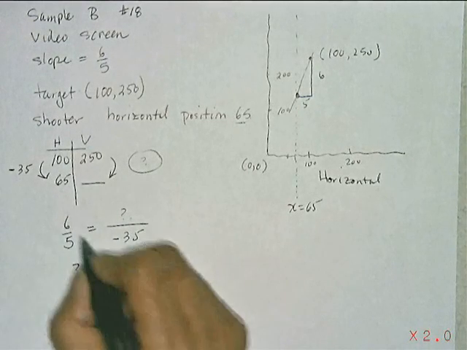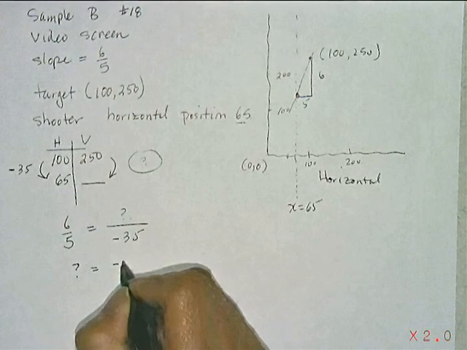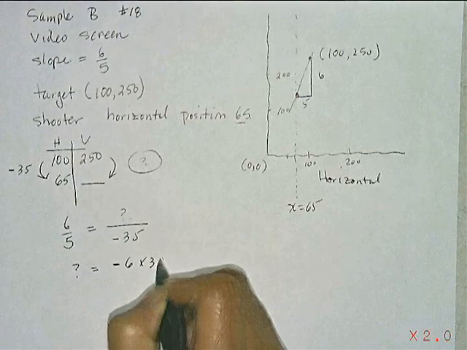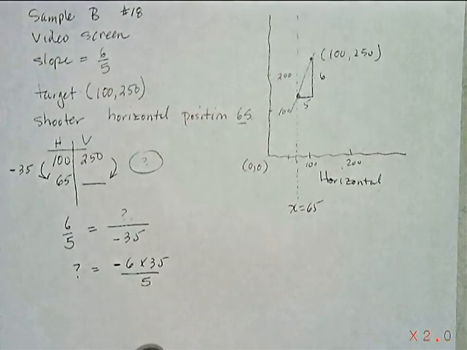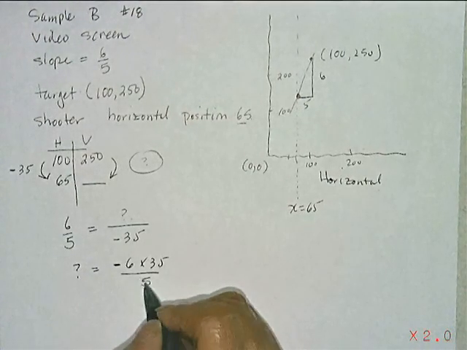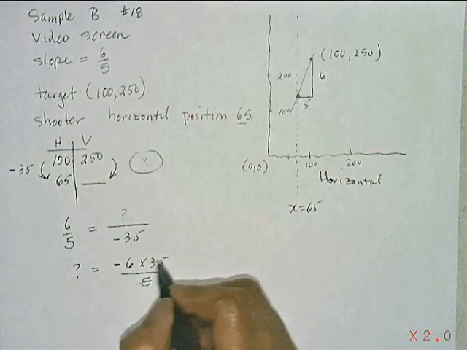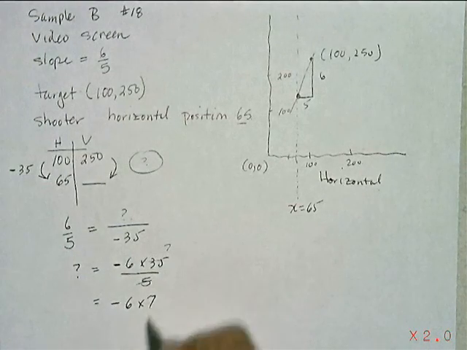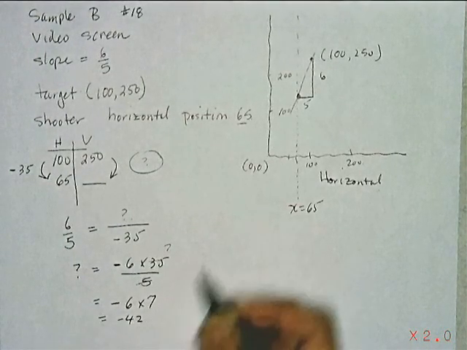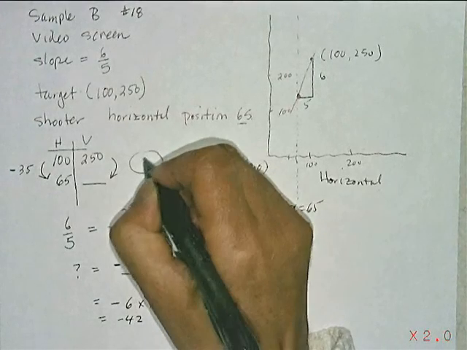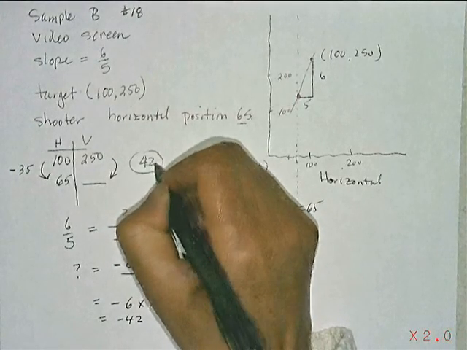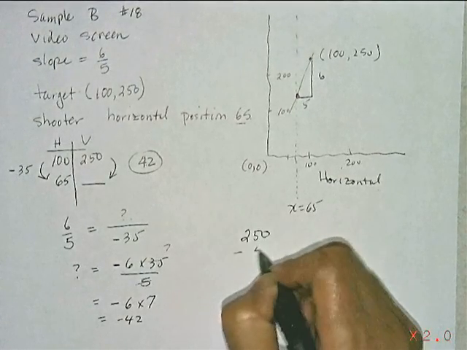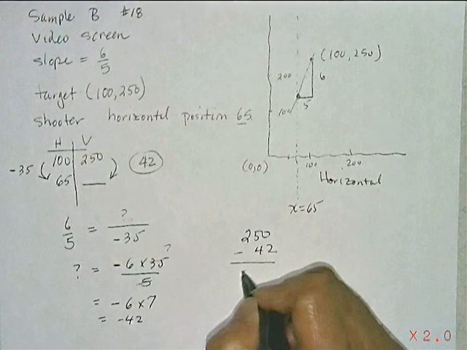It's going to be 6 times negative 35, or I'll just write the negative sign up front, 6 times 35 divided by 5. Okay, I'm going to simplify. 5 into 35 goes 7 times. It's negative 6 times 7, or negative 42. So I've got to go down 42. If I'm going to go down 42 from 250, it is 250 take away 42 to give me 208.